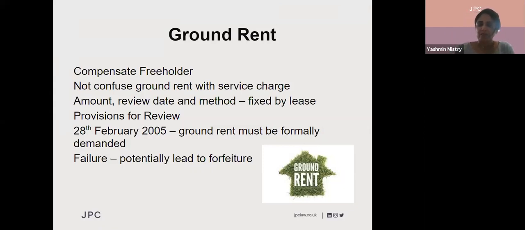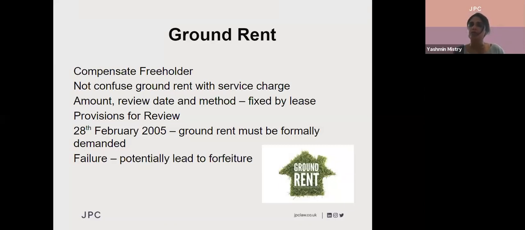Since the 28th of February 2005, regardless of what the lease says, ground rent is no longer automatically due and payable whether or not it's demanded. It now has to be demanded, and there's a prescribed form for demanding ground rent. If it's not demanded correctly in line with the lease and in the prescribed form, then ground rent essentially is not payable until that's been remedied.